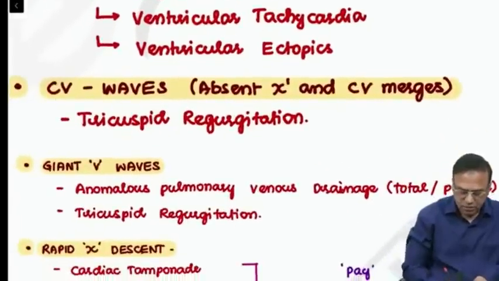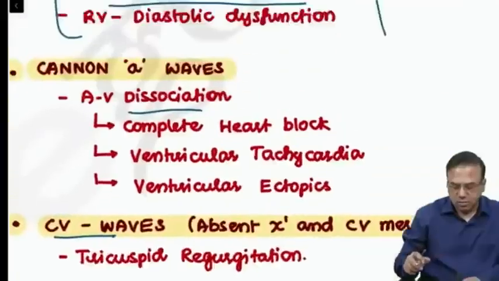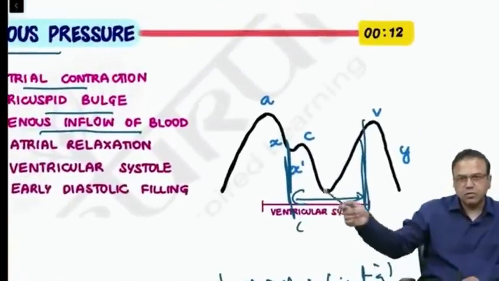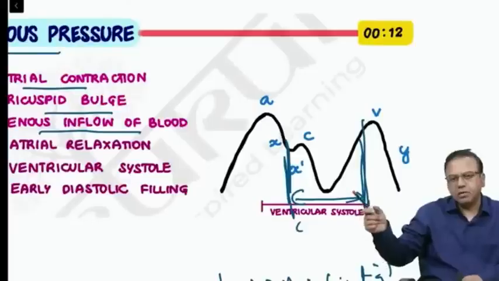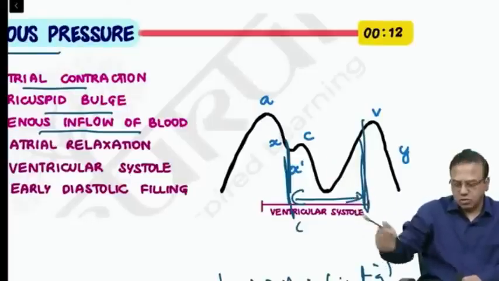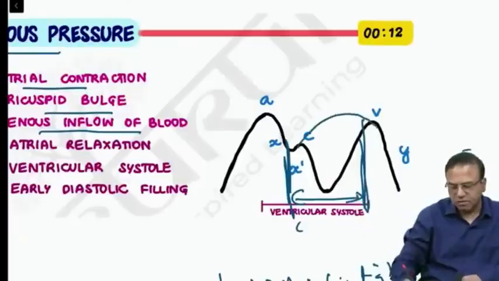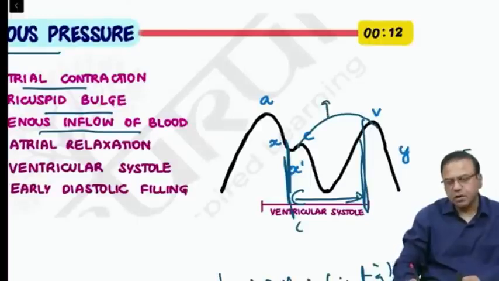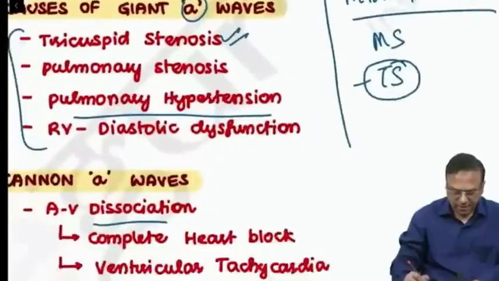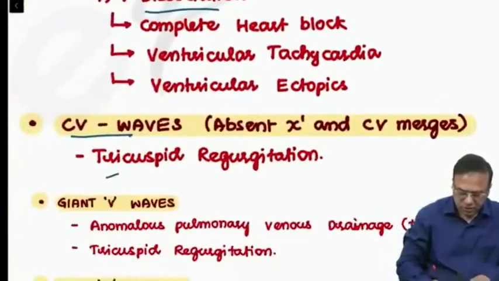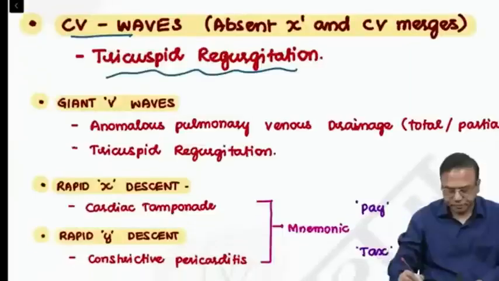What is CV wave? Remember in ventricular systole, the pressure in the atria should come down because ventricular systole pulls the floor of the atria down. If this drop in pressure is not there, rather the C wave merges with the V wave, it indicates that during ventricular systole, atrial pressure is rising. So if atrial pressure is rising in ventricular systole, the blood from ventricle must be regurgitating into the atria. This is nothing but tricuspid regurgitation. Okay, this is referred to as CV waves. So CV waves is nothing but tricuspid regurgitation.